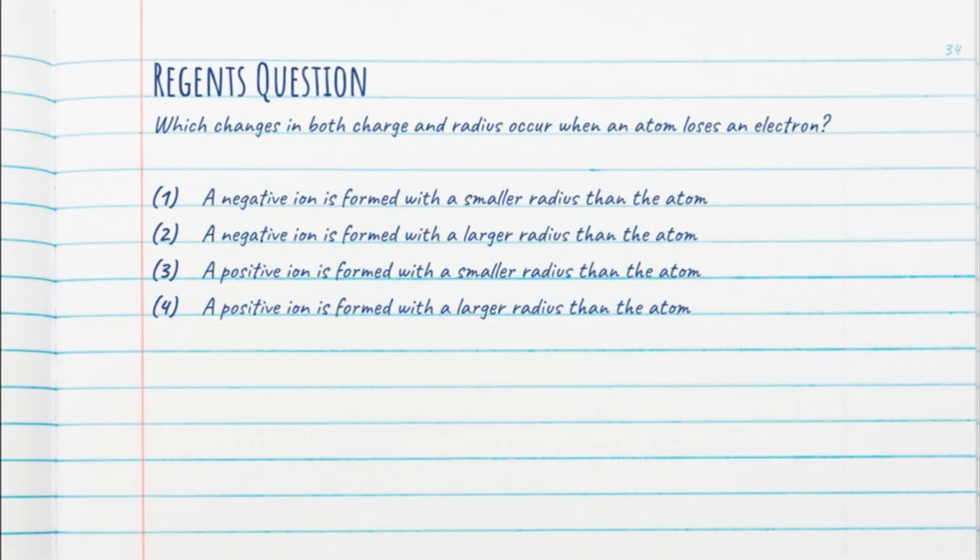Which changes in both charge and radius occur when an atom loses an electron? When an atom loses an electron, it will have a smaller radius. Then, because it loses the electron, which has a negative charge, it will become more positive, making the answer choice 3.